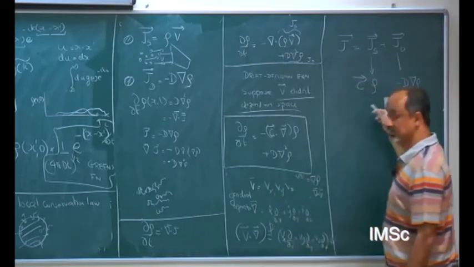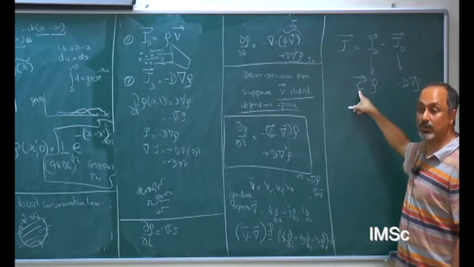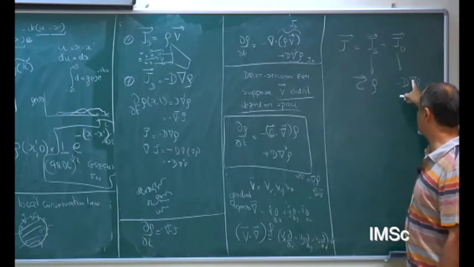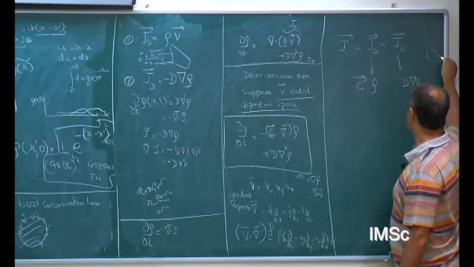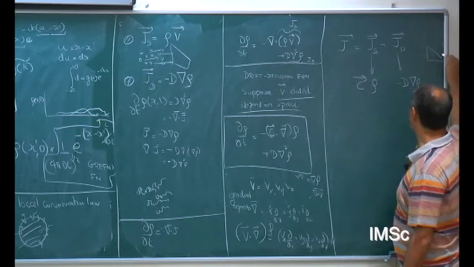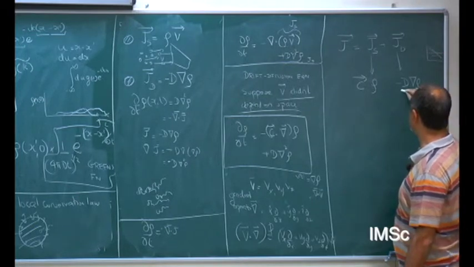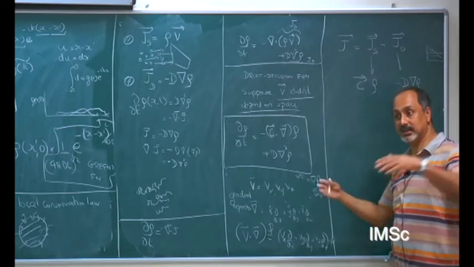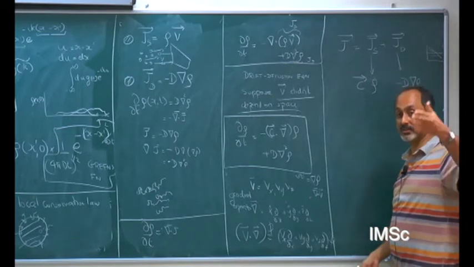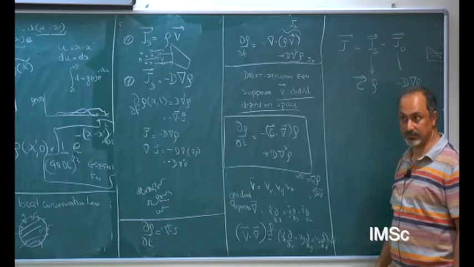Both of these are vectors. This is a vector in the direction of the local velocity. This is a vector in the direction of the gradient of rho. This is what helps you. Suppose you have a density gradient like this. This says that particles will move from higher density to lower density until this is sorted out. And that's what this really means. The diffusive current says if density is larger here and less there, it will move from regions of larger density to regions of smaller density.